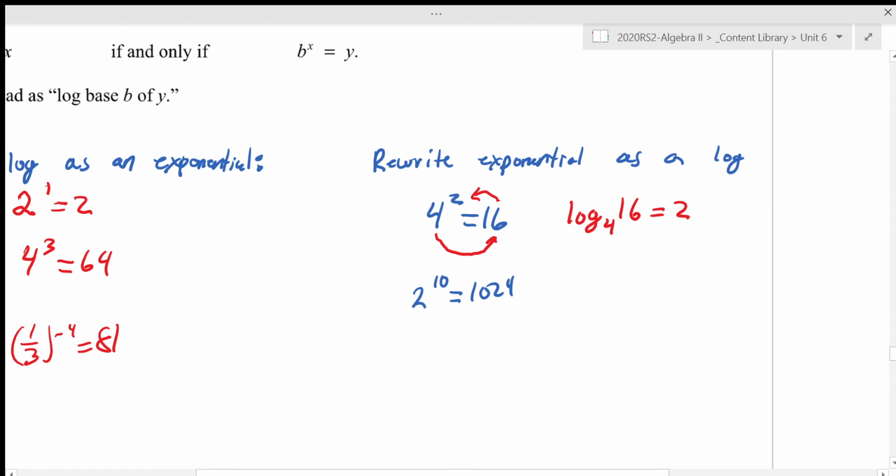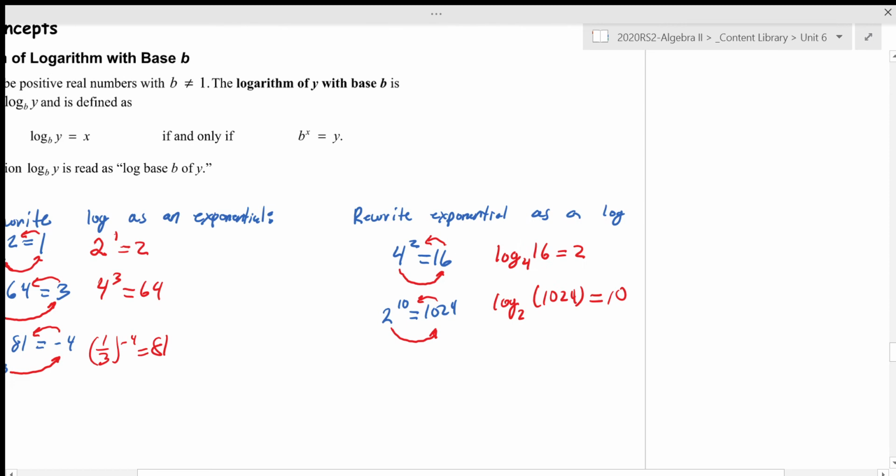Let's take 2 to the 10th is 1024. If you wanted to rewrite this as a log, you would take log base 2 of 1024 is equal to 10. And again, what that log base 2 of 1024 means is 2 to what power is equal to 1024? It's 2 to the 10th power. That's why log base 2 of 1024 is equal to 10.